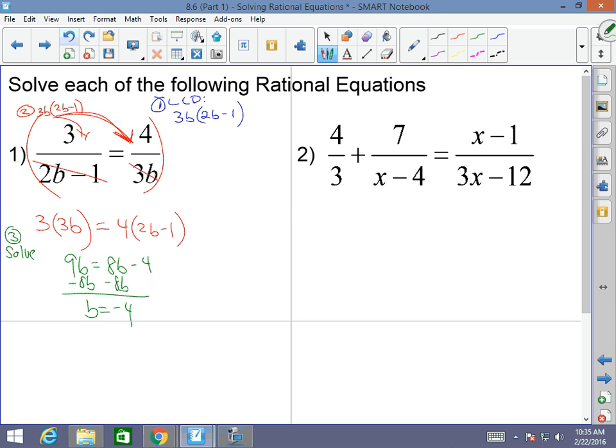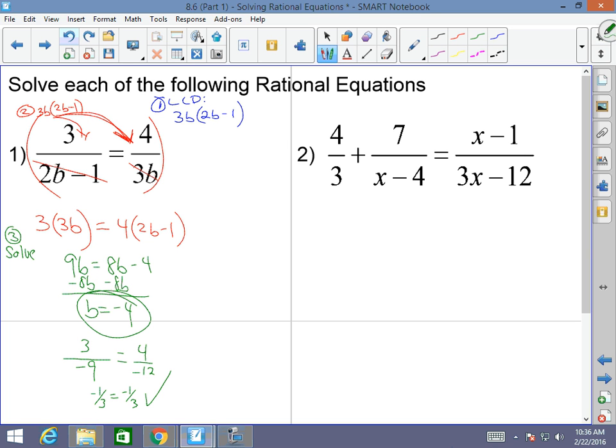I am not done, unfortunately. I must test. So 3 over b is negative 4, that's negative 8, minus 3, that's negative 9. And then this is going to be 4 over negative 12. This reduces to negative 1/3. Negative 4/12 reduces to negative 1/3. It works. That's my answer.